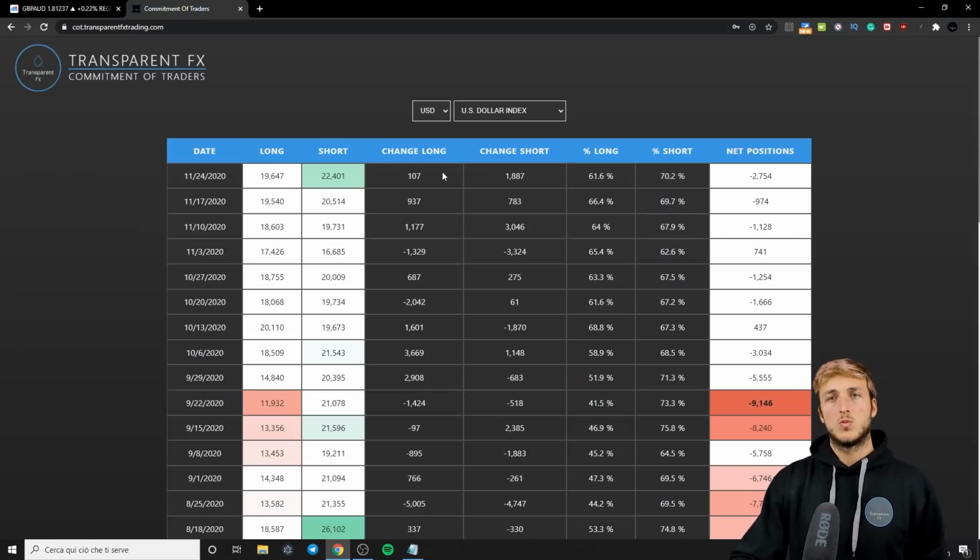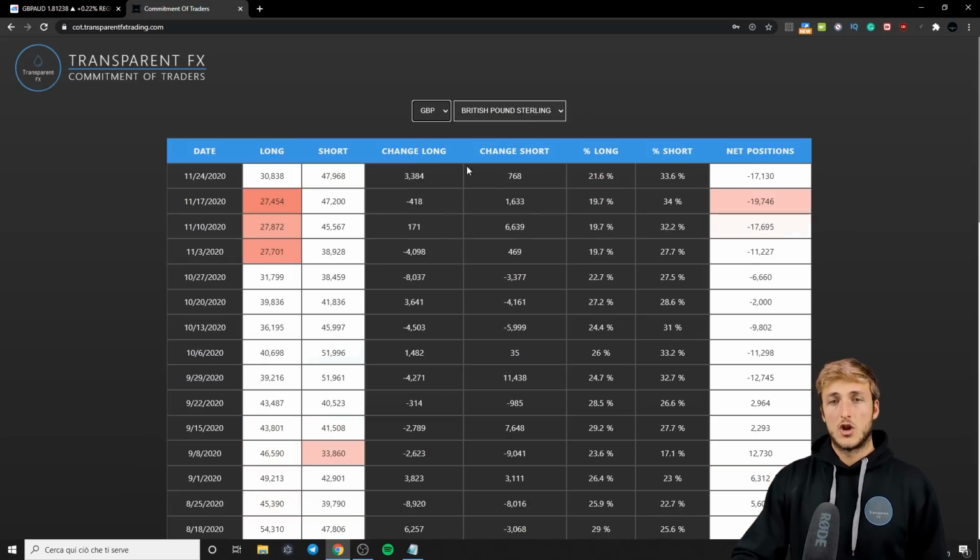Just a quick check at what we have from a COT perspective on the pound and on the AUD, and then we will move to Euro NZD, which actually has the possibility to provide a very good trading opportunity at the start of the week. So just a quick check at what we have on the commitment of traders.